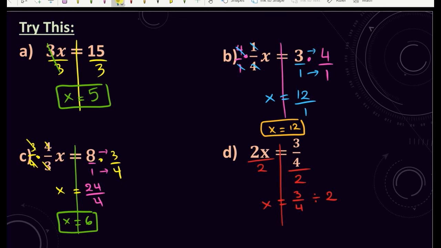So x equal to 3/4. Keep the first fraction, change the division to multiply, and flip 2 over 1 as 1 over 2. Then we multiply straight across. That will give you 3 over 8 as the final answer.